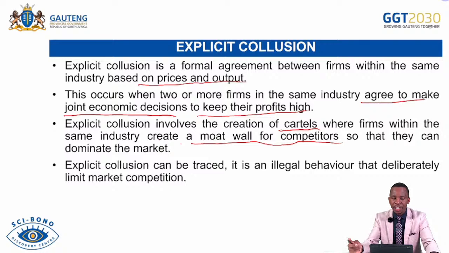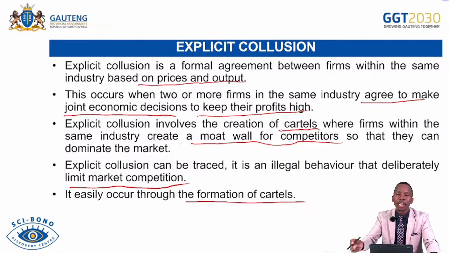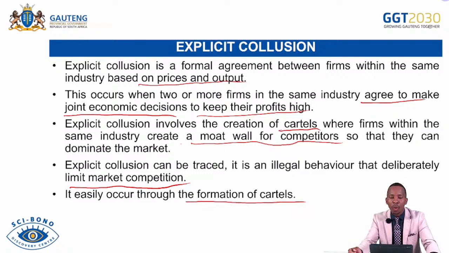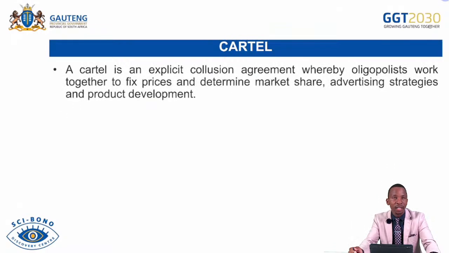Explicit collusion can be traced. It is illegal behavior that deliberately limits market competition. If firms collude directly with discussion, that is illegal because it compromises competition and consumer choice. So that is illegal if it happens in that manner of discussion. It easily occurs through the formation of cartels. If firms can form cartels, they can easily do what we call explicit collusion, or deliberate discussions about economic conditions and economic decisions.